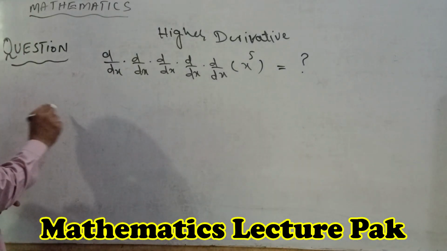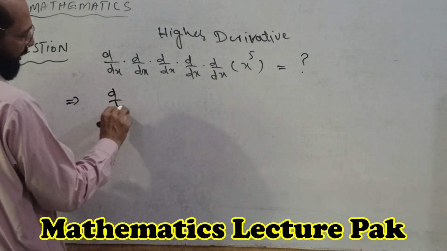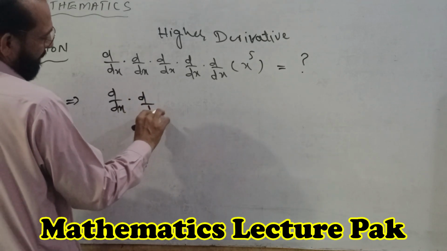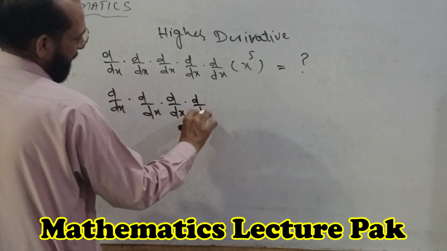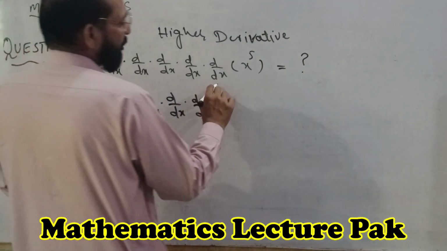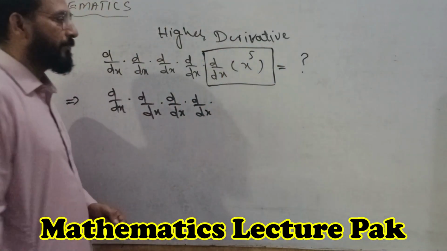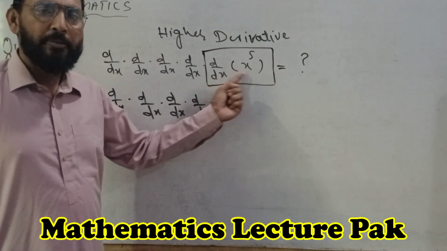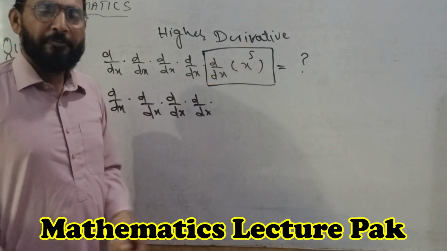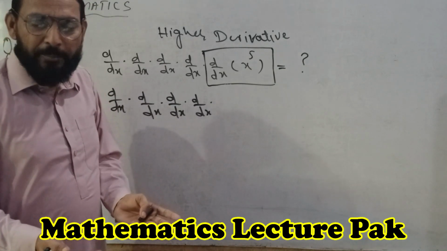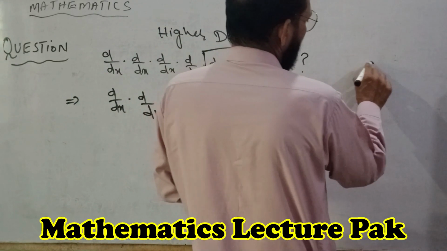So first of all, there are the 5 derivatives of the function, but we have to solve first of all the first derivative. You know that here x raised to power 5, simply we have used the power rule. The derivative we have used the power rule.